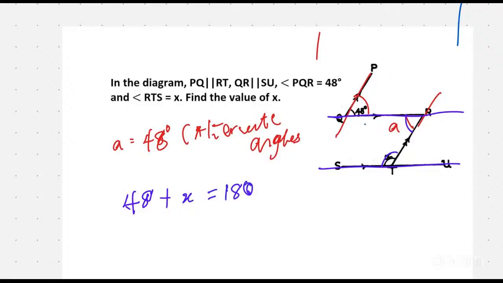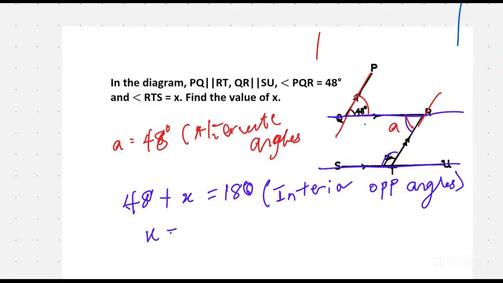And the reason is interior opposite angles. So X will be equal to 180 minus 48. 180 minus 48 gives us 132 degrees. So this is the value of X here, 132 degrees.